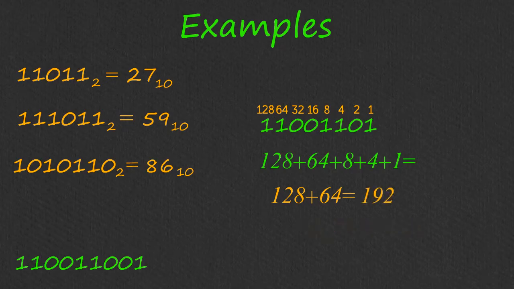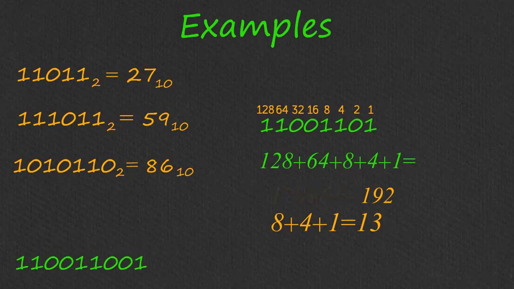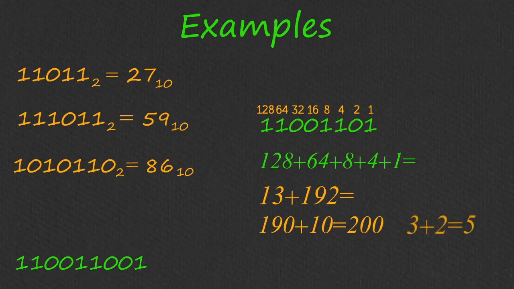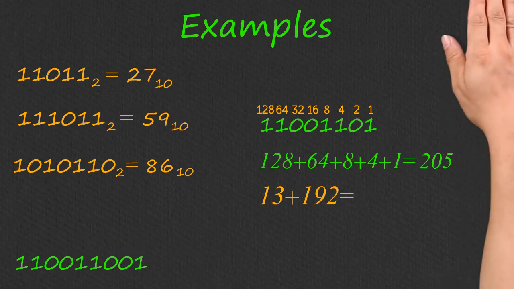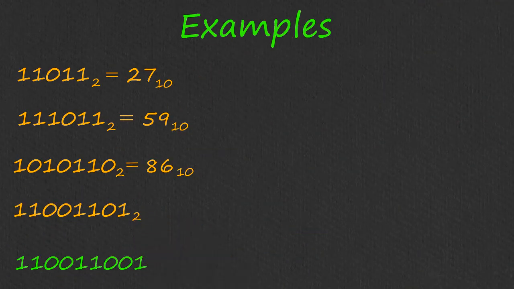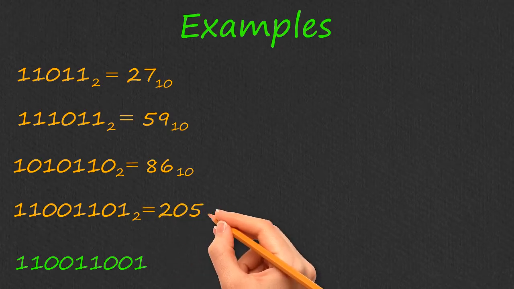Now we have the two largest numbers out of our way. Let's move on to the smaller ones. 8 plus 4 plus 1 makes 13. All that is left now is to add 13 and 192. First, we will add 190 and 10 to get 200. 3 and 2 makes 5, which altogether makes 205. So, 11001101 in binary is equal to 205 in decimal.